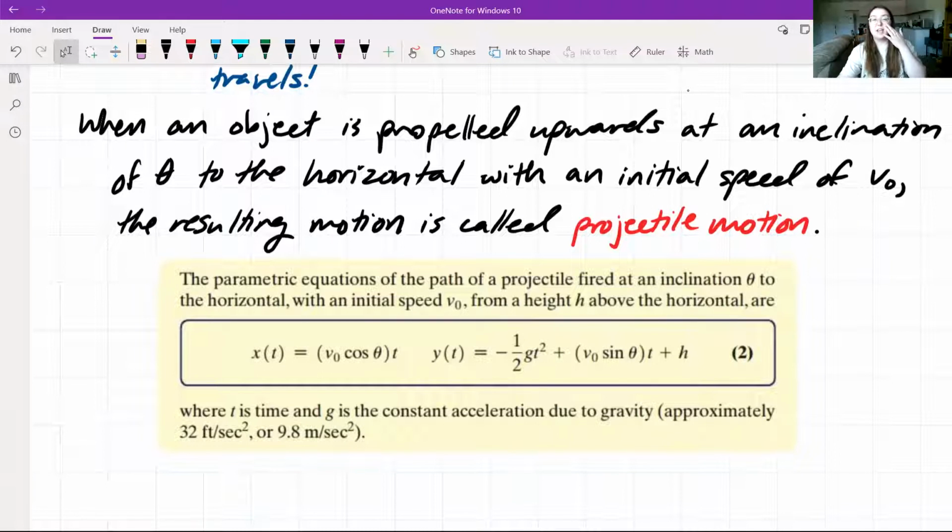If you think about it, x is along the horizontal, y would be our vertical. If we are firing a projectile up into the air, gravity is going to be affecting the vertical distance of that object, so gravity applies to y.